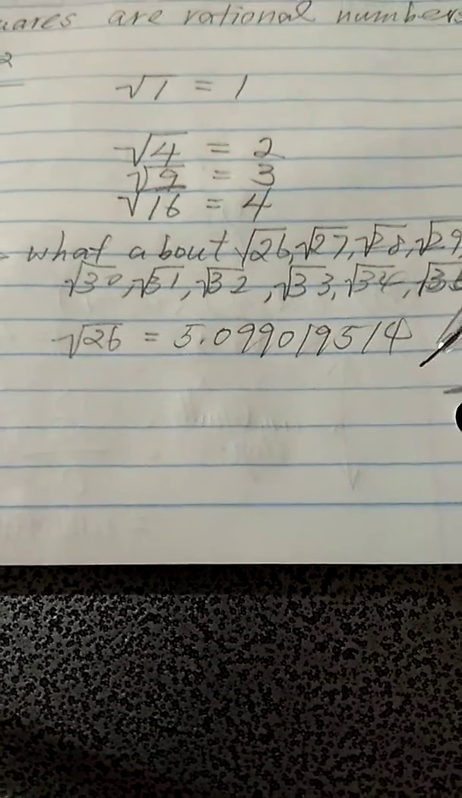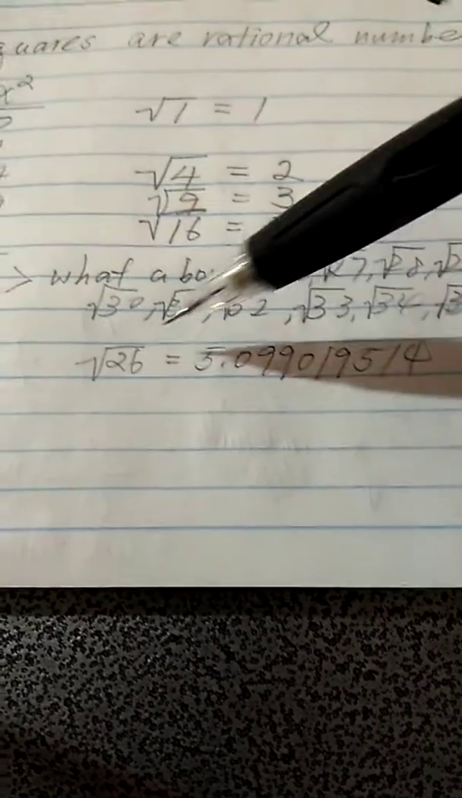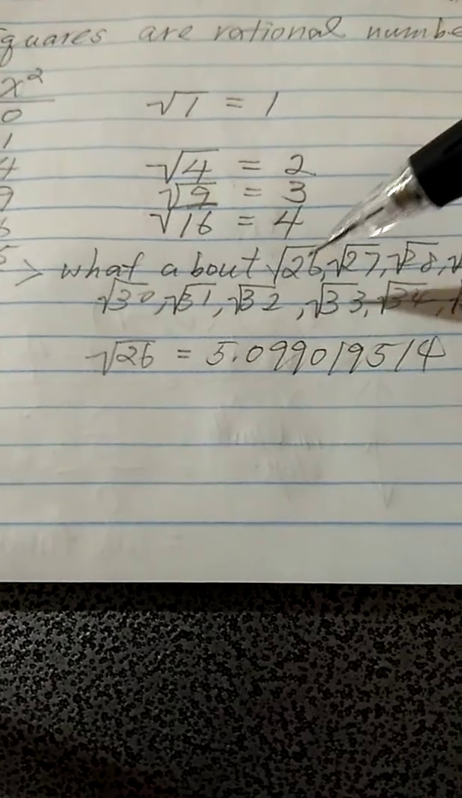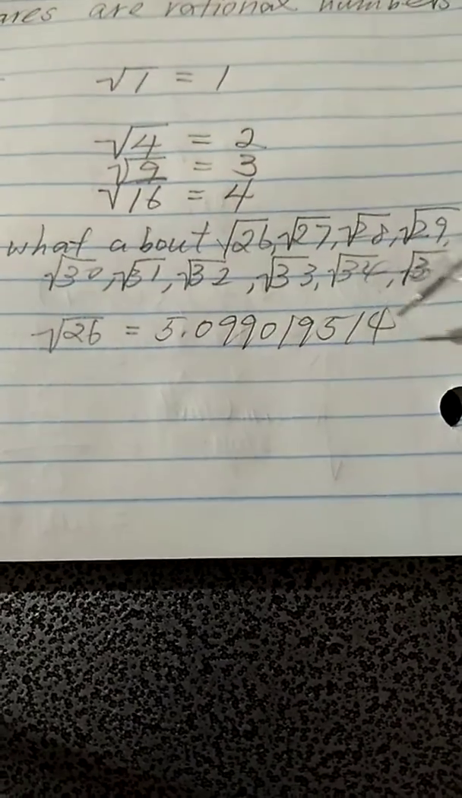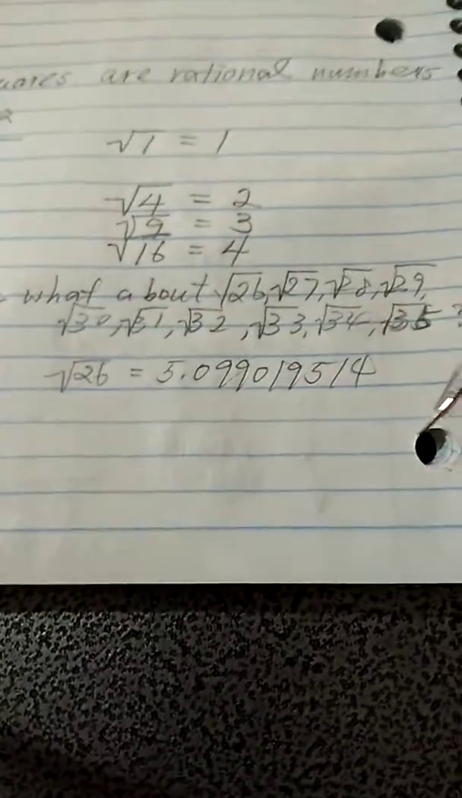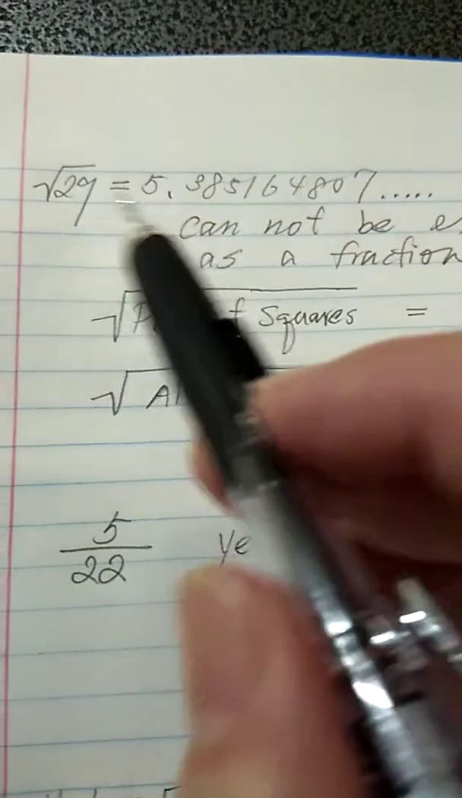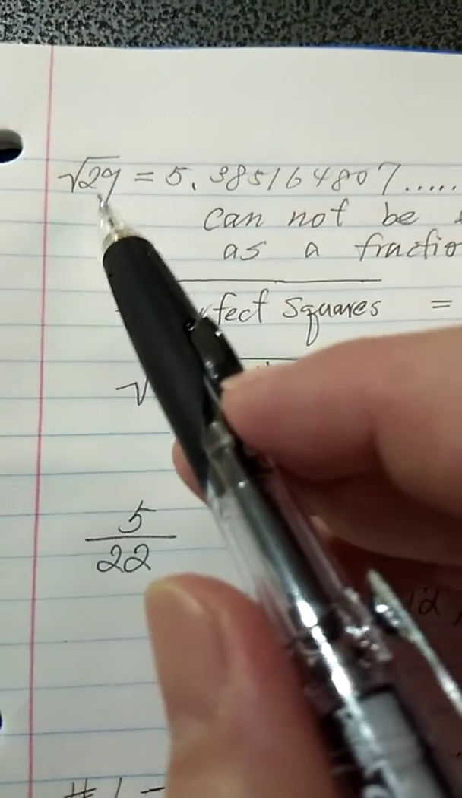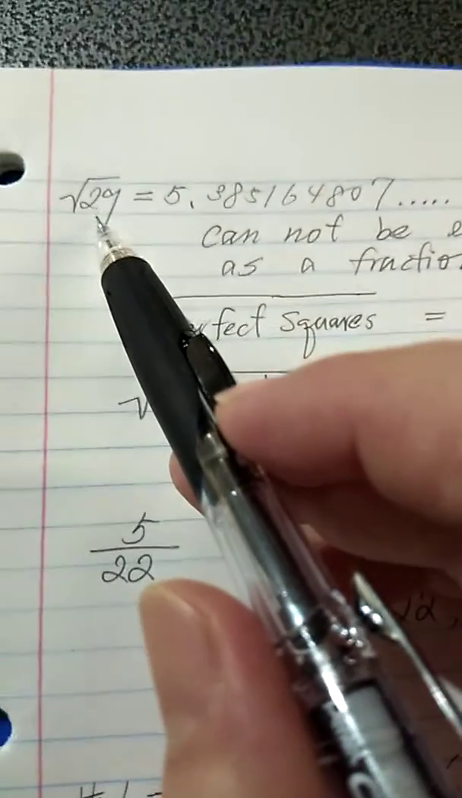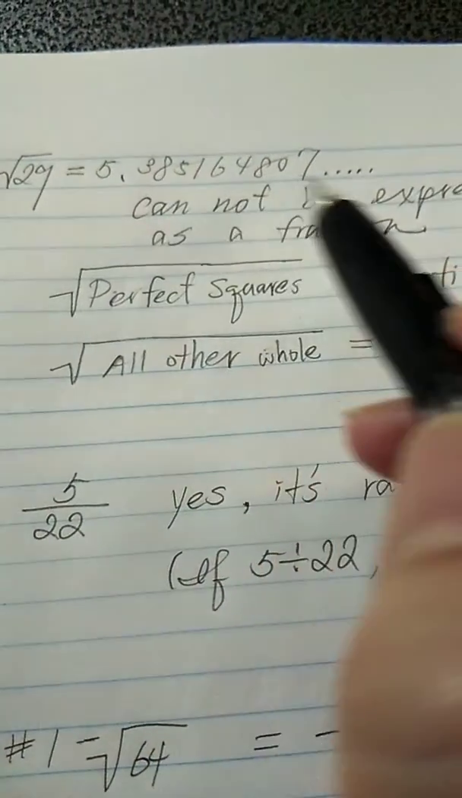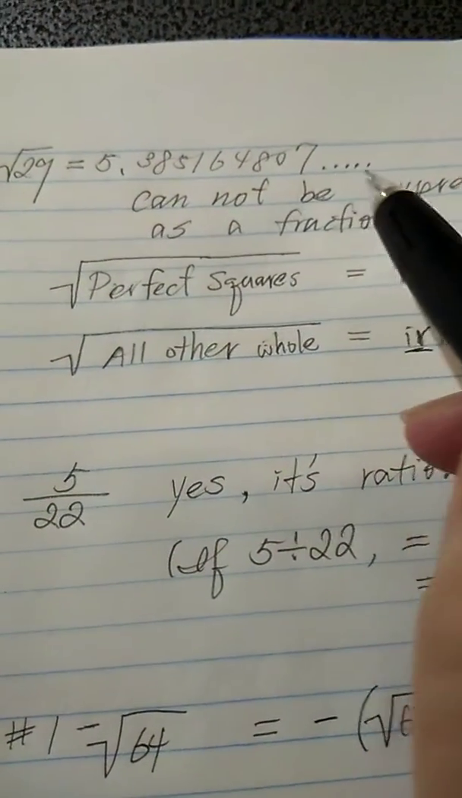So you can see that the square roots of these numbers are very complicated. They have a very complex decimal place. So what does that mean though? It actually means that when you take the square root of these numbers, like 29, that's not a perfect square, you're going to get a number with an ongoing decimal.